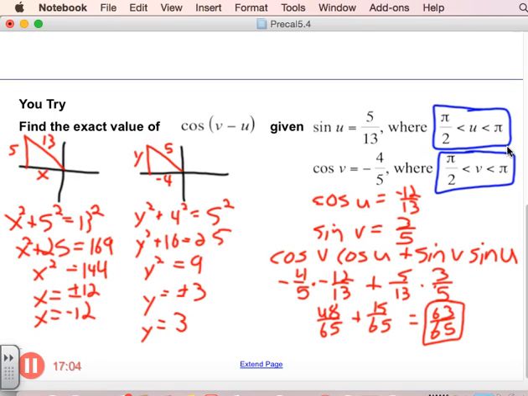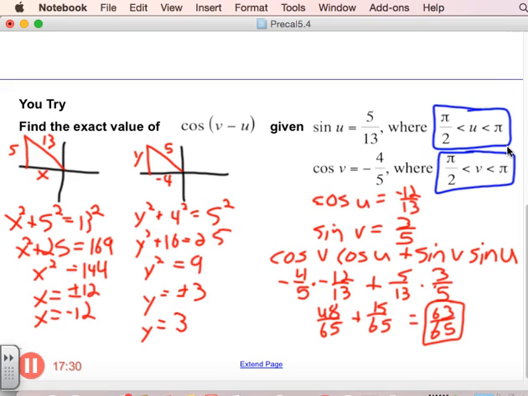For the other one, cosine of v, the negative 4 was our x value going across, and y was the unknown we're trying to find. So when you set up your Pythagorean theorems, we get that x is negative 12. We use the negative, of course, because it's in the second quadrant, so x has to be negative over there. And then when we get the y value, we get plus and minus 3. So the y has got to be positive in the second quadrant because we're above the x-axis.